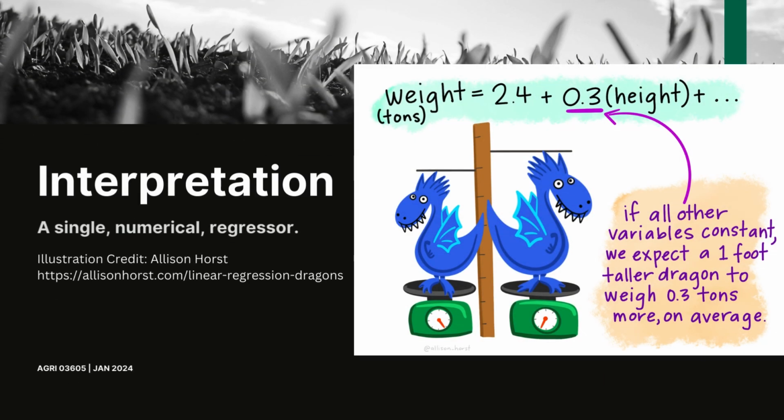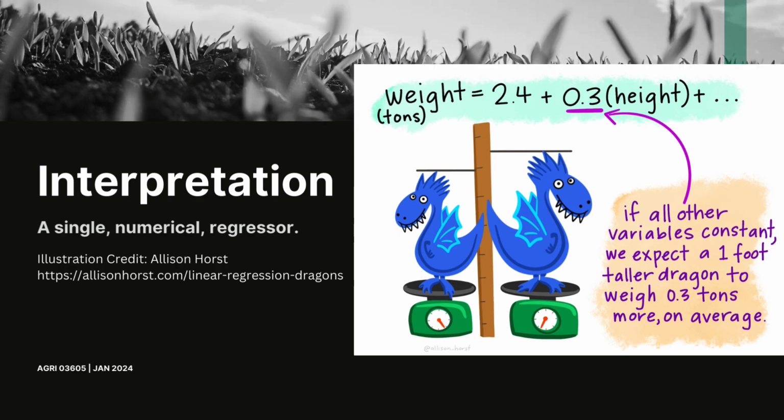Let's use some illustrations by Allison Horst to explore the interpretation of linear regression. Allison has determined that the weight, in tons, of a dragon is 2.4 plus 0.3 times the height. 2.4 is the y-intercept. It means that even a dragon with no height has a weight of 2.4 tons. Of course that is not true, but this line is the line that best fits all of her data. And she probably did not observe any dragons with a height of 0. For every foot of height of the dragon, we would expect 0.3 tons of weight.